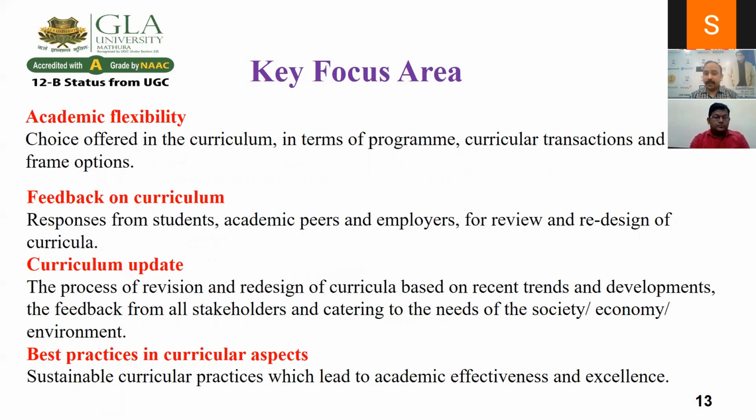So the important thing in criteria 1 is the academic flexibility: whether the curriculum which a university is offering to the student has choices or not. Is it that we are offering the same kind of pattern to all students? Based on this, NAAC gives you the marks. Choice, like the CBCS system or elective papers: how many elective papers you are offering to the students.